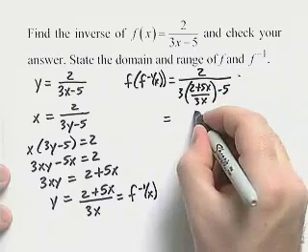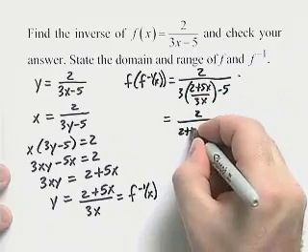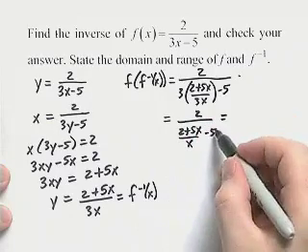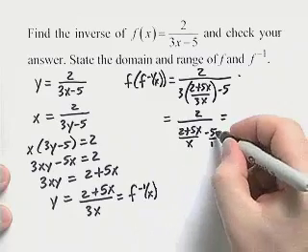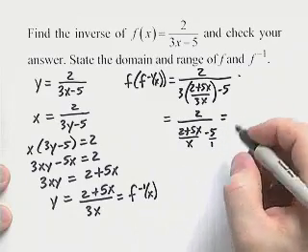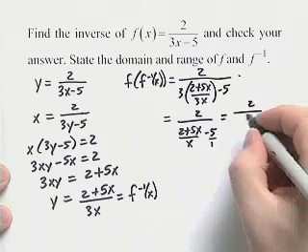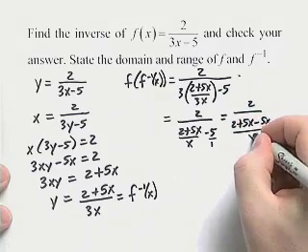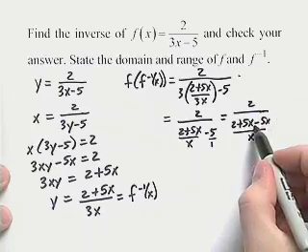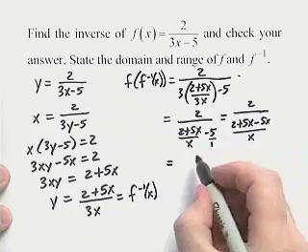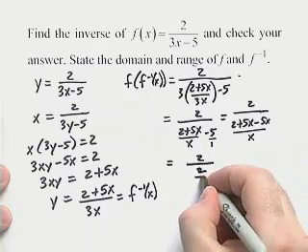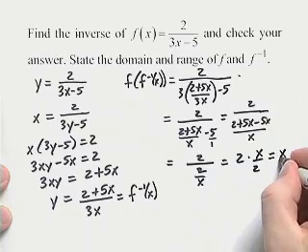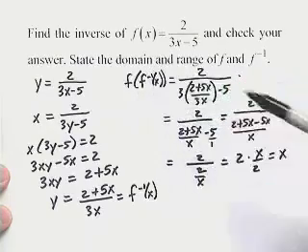Threes will cancel, so we'll have 2 divided by (2 plus 5x) over x, minus 5. If we get a common denominator, think of this as 5 over 1, we need to multiply the top and bottom here by x. And so we'll have 2 divided by (2 plus 5x minus 5x) over x. 5x's are going to cancel. That's going to leave us with 2 divided by 2 over x, which is 2 times x over 2, which is equal to x. So we've shown that f of f inverse is equal to x.